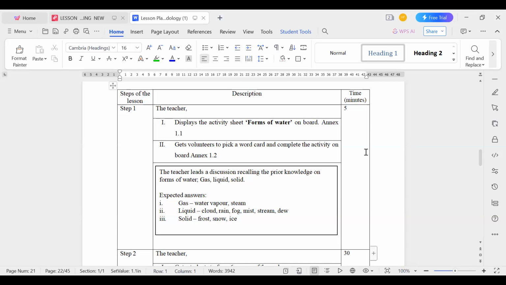Then the next step: the teacher leads a discussion recalling the prior knowledge on forms of water, gas, liquid, and solid. After getting them to do that, the teacher leads a discussion. So what are the 3 forms? You can see here on the board. Very good. What are the examples of each one? Here you get the students to tell that.